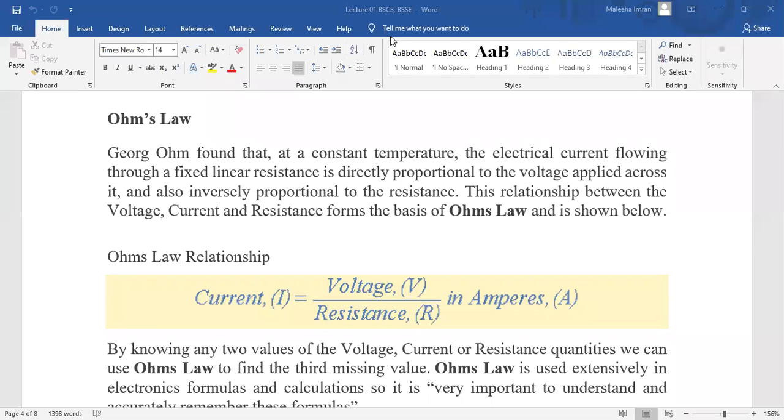So today we have the second lecture. Last time we talked about what is meant by the chassis ground and the voltage. Today we see what is Ohm's law. Ohm's law actually establishes the relation between current, voltage and resistance.